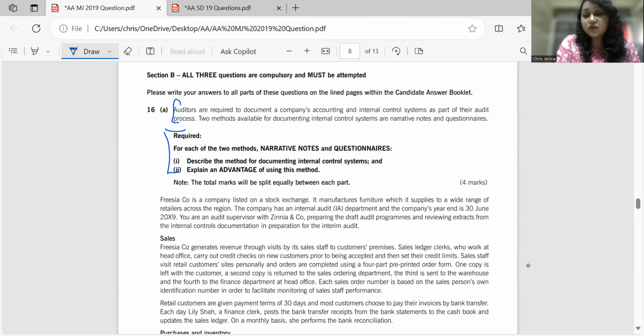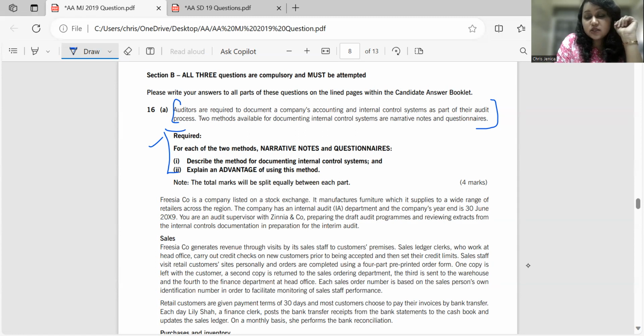So now I'm going to the information given. Auditors are required to document a company's accounting and internal control system as part of their audit process. Two methods available for documenting internal control systems are narrative notes and questionnaires. So this is normally testing you based on the knowledge area and not applying your skills here. They are going to test your knowledge area.